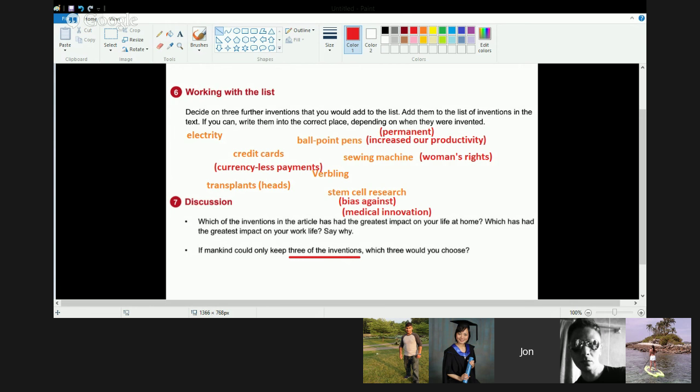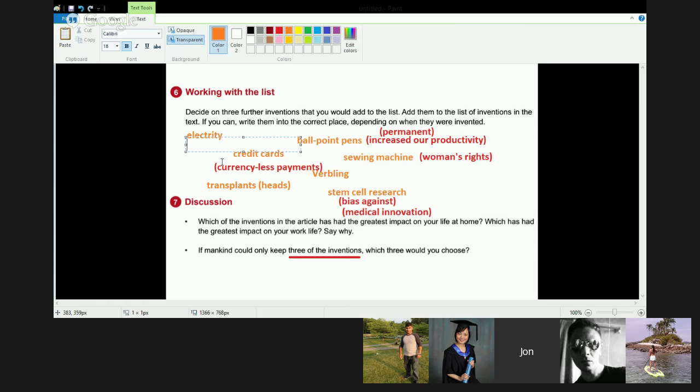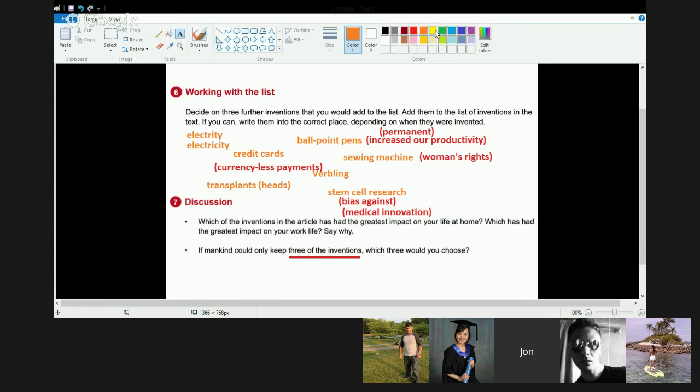Electricity. Oh, okay, there's a spelling mistake there. Sorry. Electricity. Sorry, my fault. There you go.